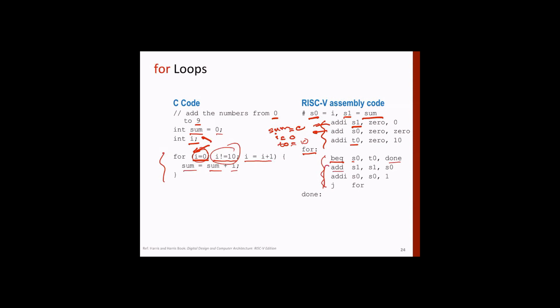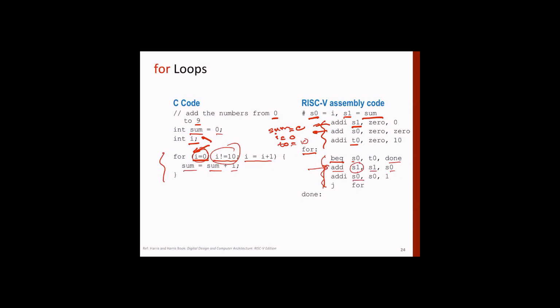So it's add S1 and S0, bring it to S0. It means that you do what is S1? Okay, S1 is sum. So sum, you are executing this statement. So essentially sum plus I you're doing, and then bring it to S1. So sum becomes sum plus I after execution of this statement.